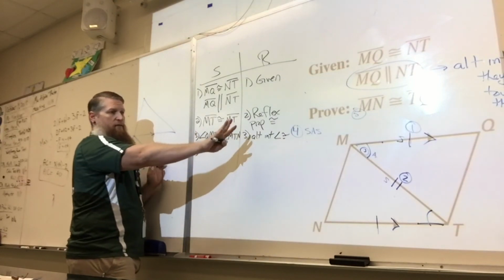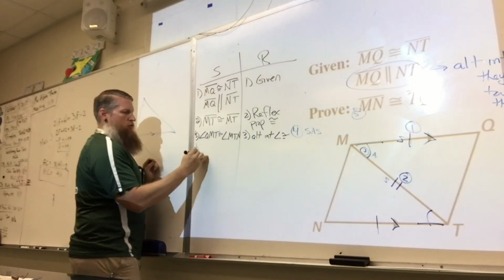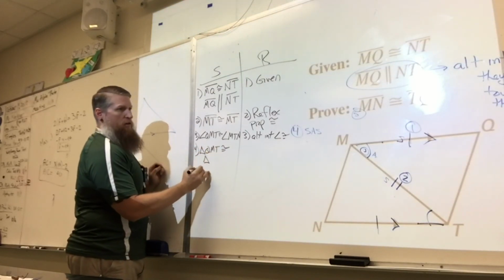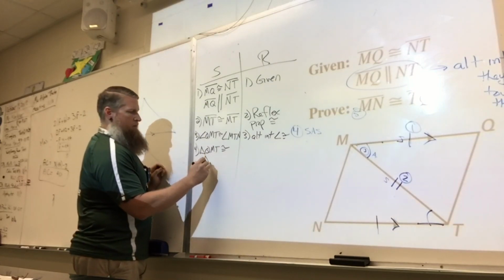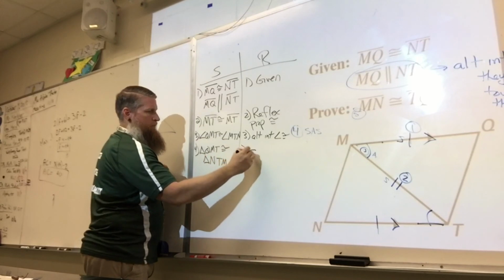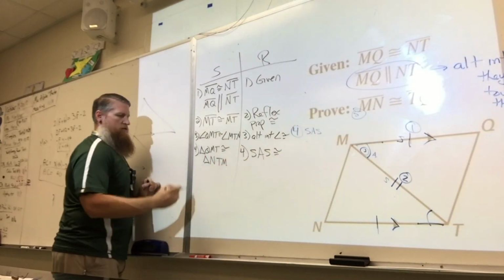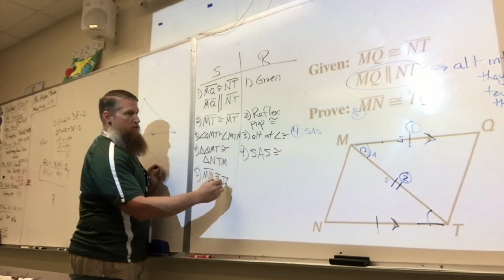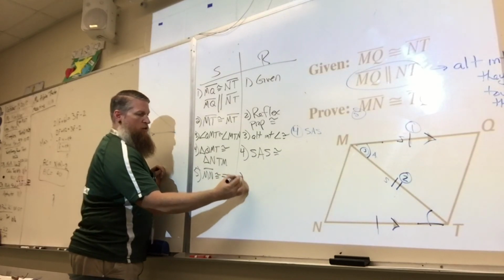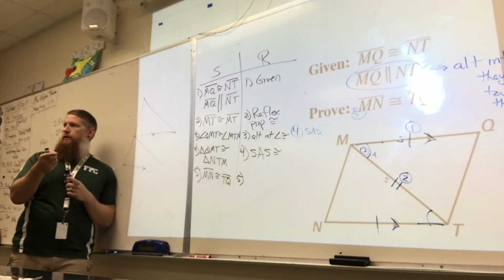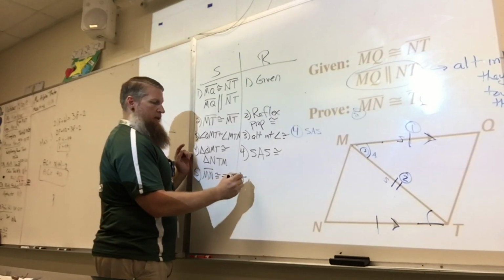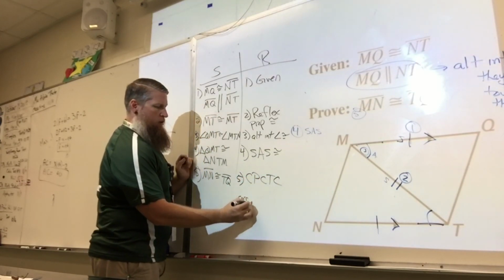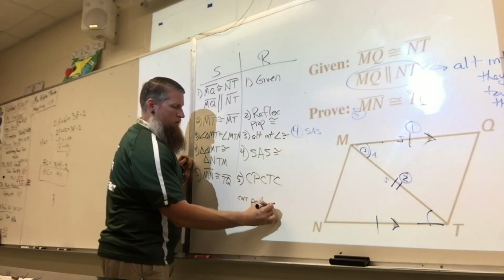Okay, fourth thing, we said that as soon as I had all this, I have enough to say that the two triangles are congruent. So it'd be triangle QMT and triangle NTM, side angle side. And then the fifth step would be adding in the fact that those two sides correspond to each other. So since they're corresponding sides, and I know the triangles are congruent, they have to be equal. So you can either write the abbreviation, or you can just write like corresponding parts are congruent.